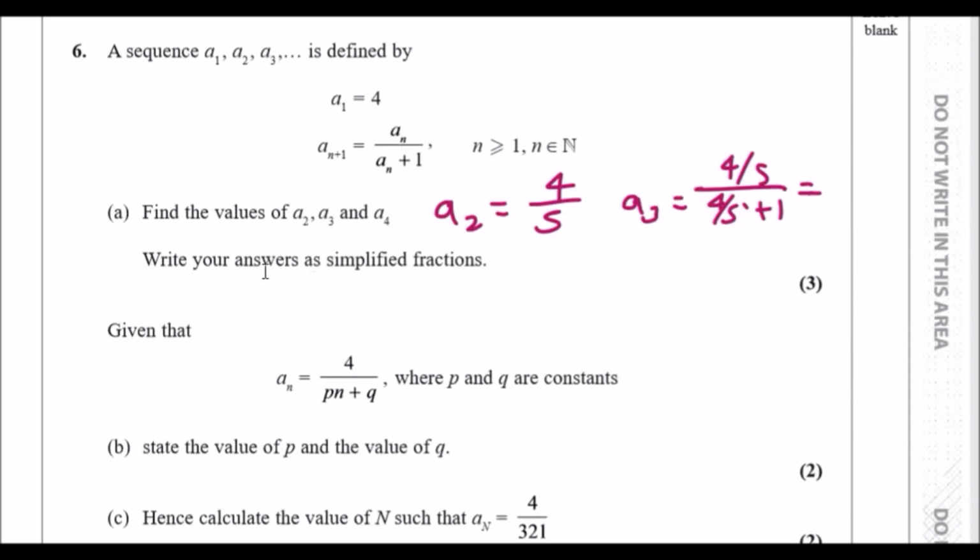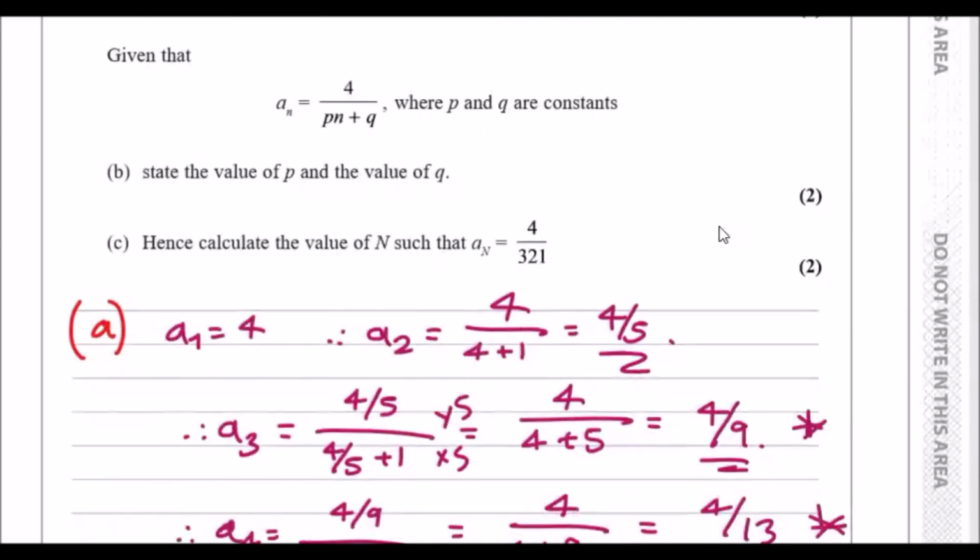Now let's look at this. Part A: find the values of a2, a3, and a4. Now this was really straightforward. To find a2, you plug in a1's result. So it's going to be 4 over 4 plus 1, so 4 over 5, that's 4/5. To find a3, you plug in a2's result, so you use a2 in the formula, so it'll be 4/5 over 4/5 plus 1.